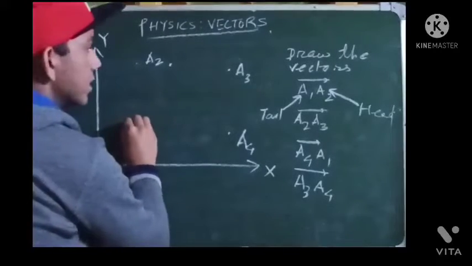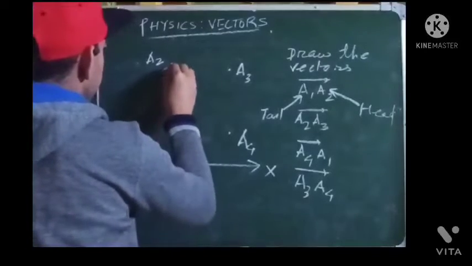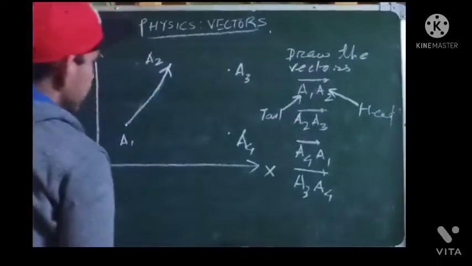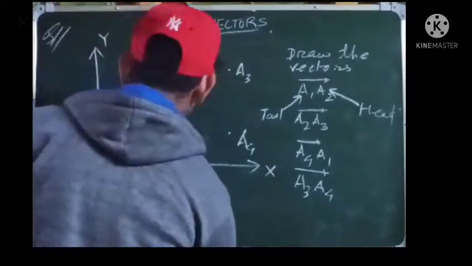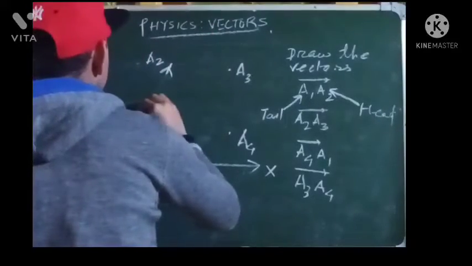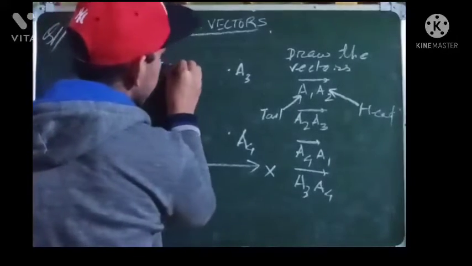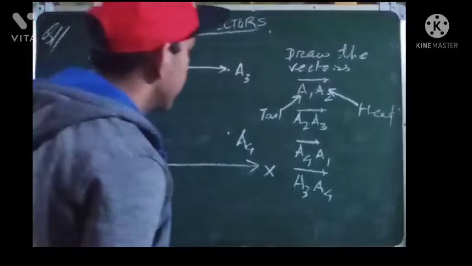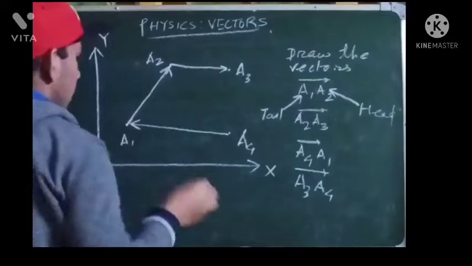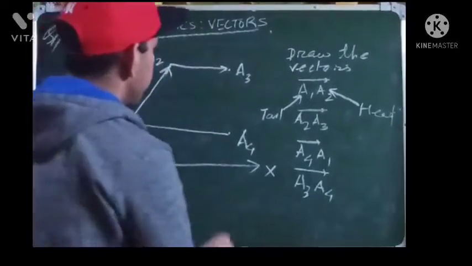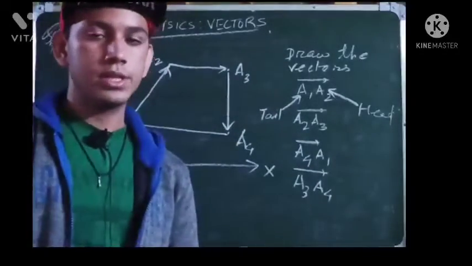So now we can draw. This is A1, A2 vector. It should be straight. Next one is A2, A3 vector. It means this. Next one is A4, A1 vector. Then the fourth one is A3, A4 vector. These are the four vectors we are required to draw.